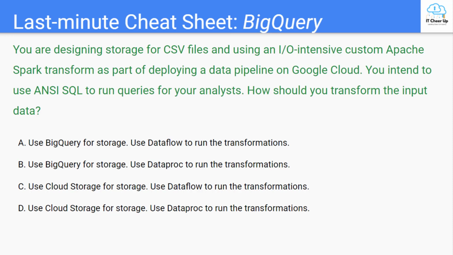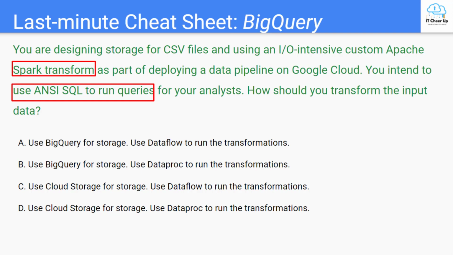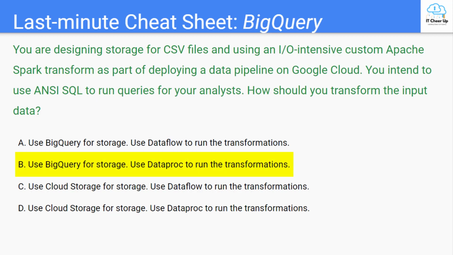Another one? This one should be easy to answer. Pause the video if you need time to answer it. Use Apache Spark to transfer data. The quick lift and shift solution in Google Cloud is Dataproc. Use ANSI SQL to run queries that store the data in BigQuery. So the answer is B.